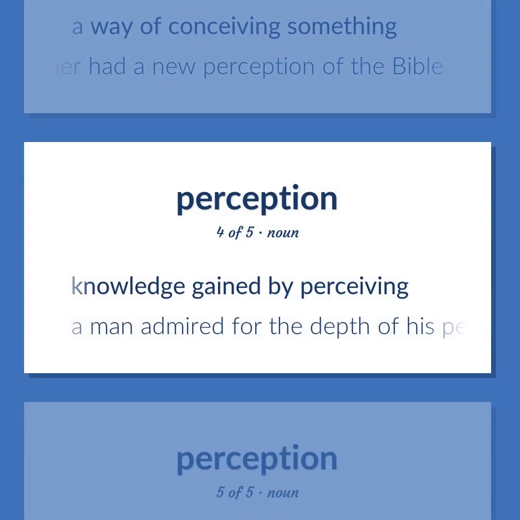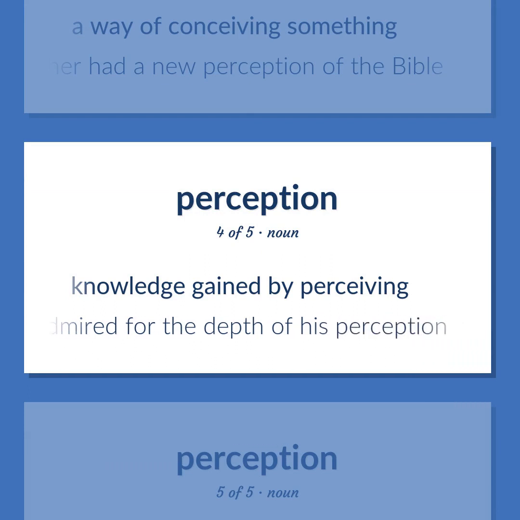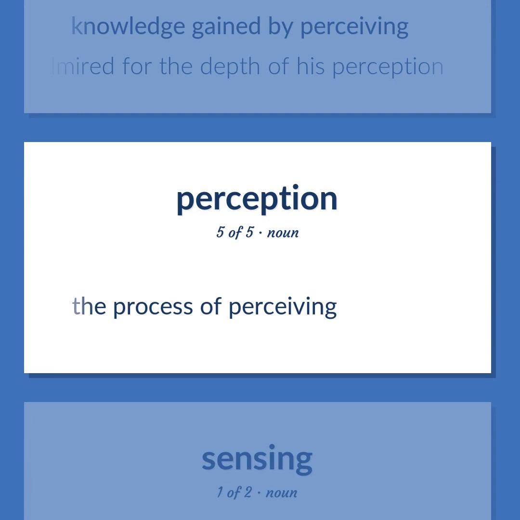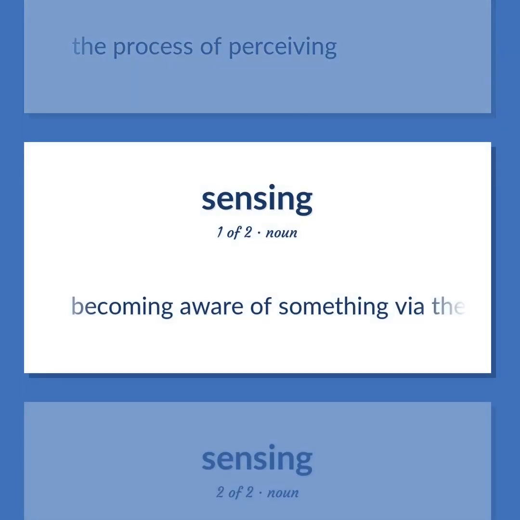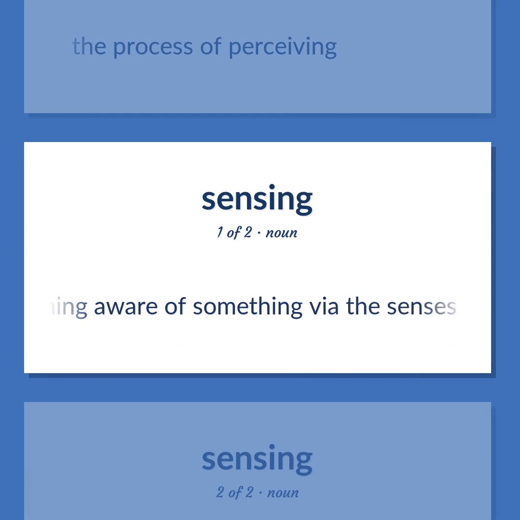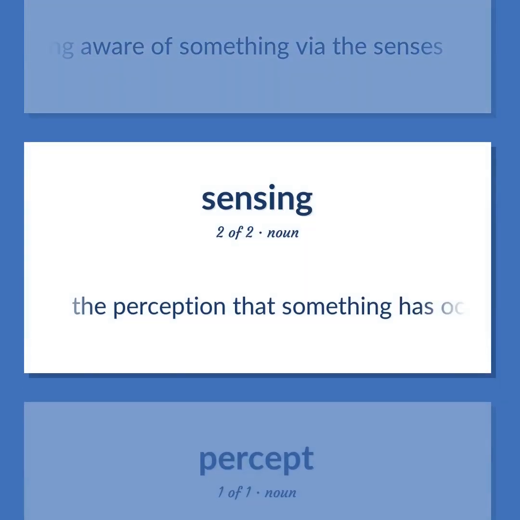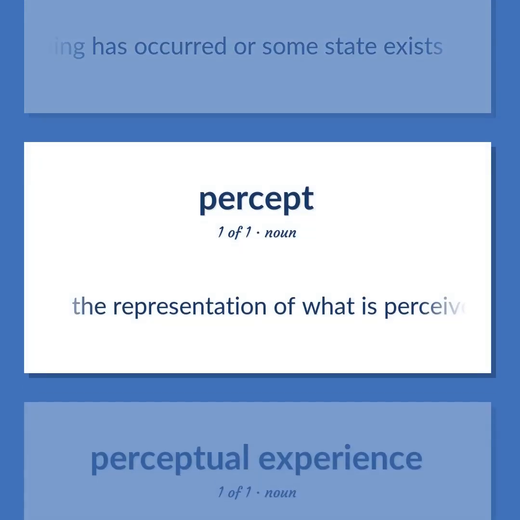Knowledge gained by perceiving. A man admired for the depth of his perception. The process of perceiving. Becoming aware of something via the senses. The perception that something has occurred or some state exists. The representation of what is perceived. Basic component in the formation of a concept.